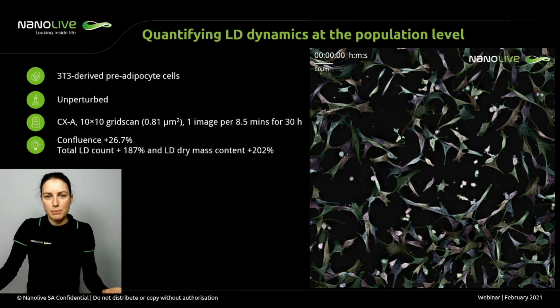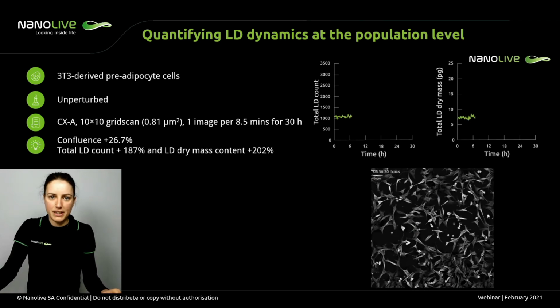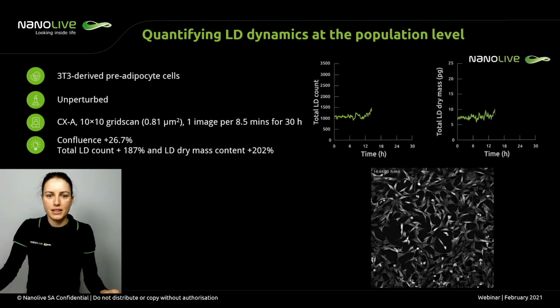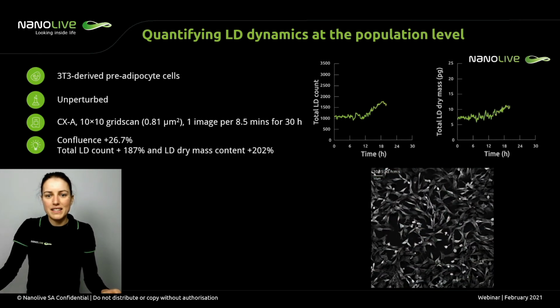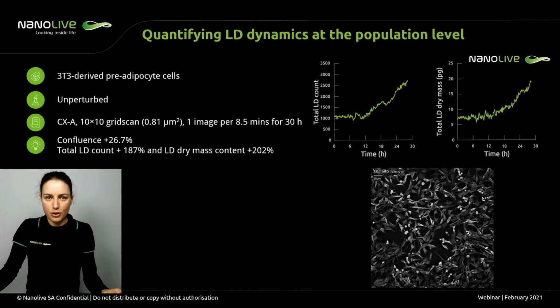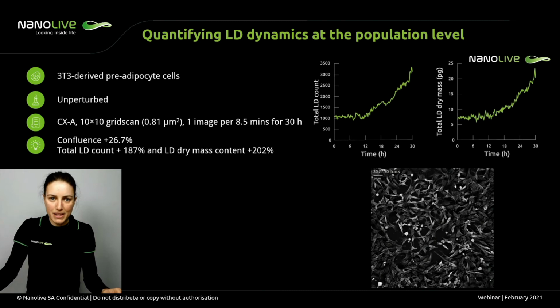The most basic type of analysis that we can do at this population level is to count the number of lipid droplets at each time point and see how that evolves throughout the experiment. This is plotted in the graph on the left of your screen. Lipid droplet count is clearly stable for the first 12 hours, but then starts to increase over the next 24. A similar trend is observed in the graph on the right, which shows the lipid droplet dry mass content over time. So as we expect, the two show exactly the same pattern.